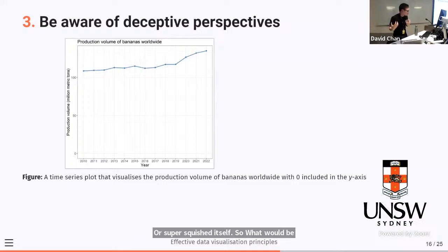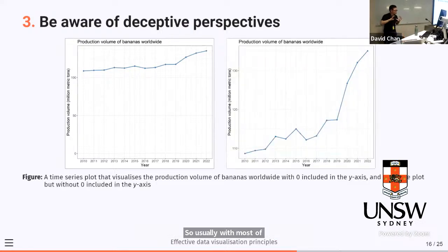Well, going back to the first point about iteration, you want to make sure that you're trying to showcase what story your data is trying to tell. So usually with most statistical software, it will just default to the range of your data points. And usually this is good enough.